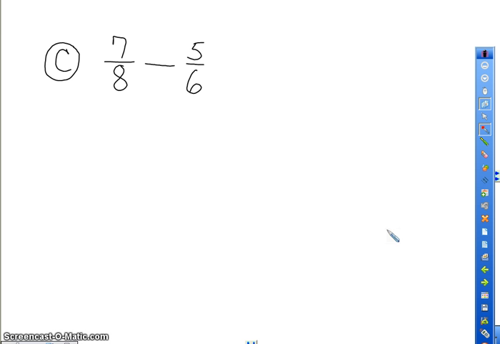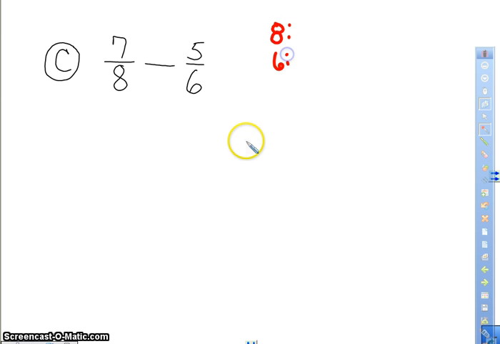Okay, this is another set of problems where they have unlike fractions. So the first thing I'm going to do is rename. So I'm going to find my LCD of 6 and 8. So I have 8 and 6. 16 and 12.